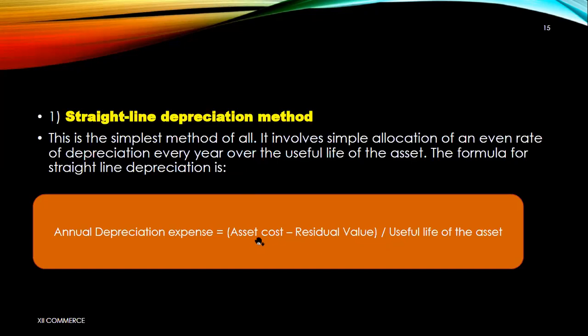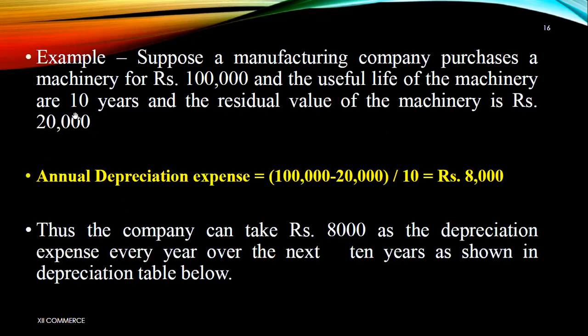Total cost will be given in the question. Salvage value will also be given in the question. And the useful life will also be provided in the question. This is the example. The company's manufacturing machinery cost 100,000. The useful life of the machinery is 10 years. And the residual value is 20,000. What they have done, they put the values.